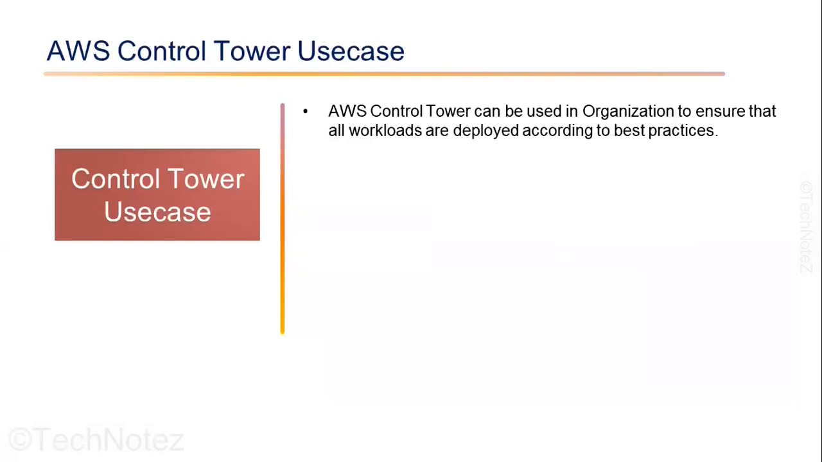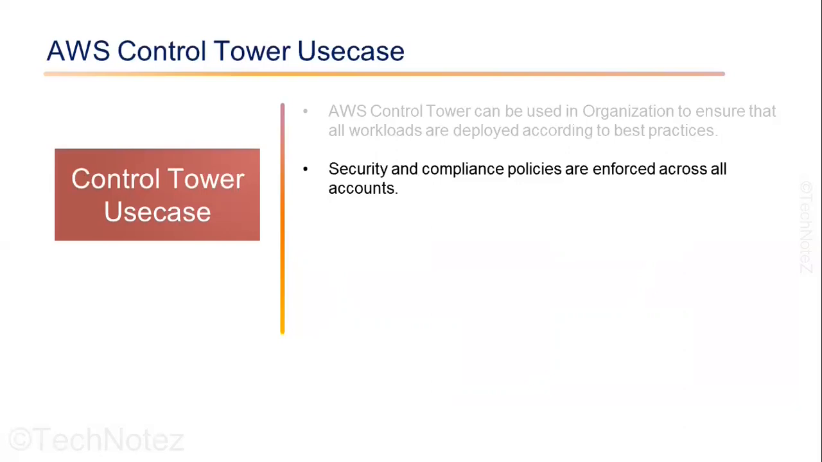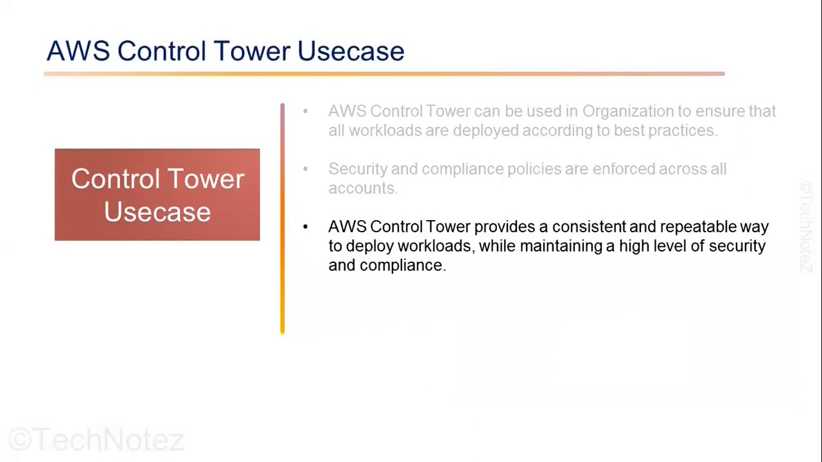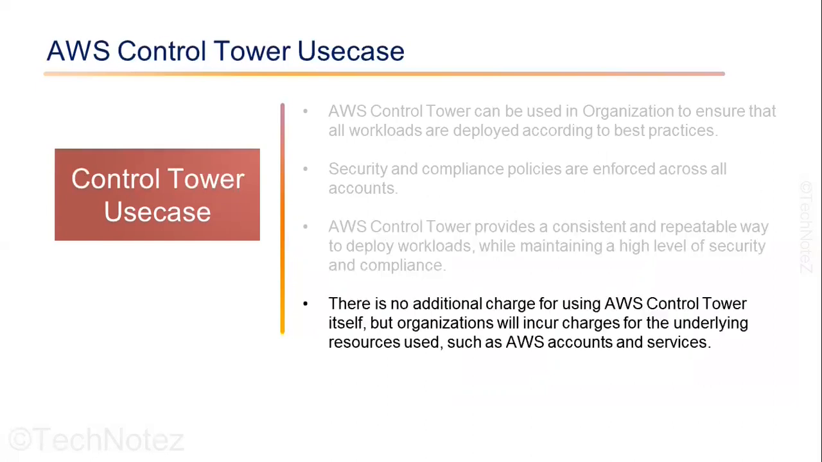AWS Control Tower can be used in an organization to ensure that all workloads are deployed according to best practices. It can be used to ensure that security and compliance policies are enforced across all accounts. AWS Control Tower provides a consistent and repeatable way to deploy workloads while maintaining a high level of security and compliance. There is no additional charge for using AWS Control Tower itself, but organizations will incur charges for the underlying resources used, such as AWS accounts and services.